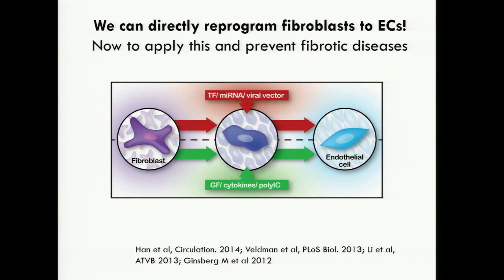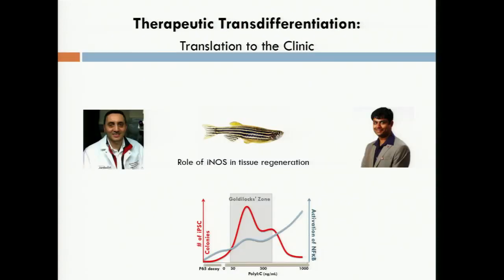So now, with this knowledge, we can directly reprogram fibroblasts to endothelial cells, and that may have important utility for fibrotic diseases, for restoring normal tissue regeneration. And Johnny, of course, and Polish are working on the role of iNOS in tissue regeneration. We're not going to be hearing about that today. That's early days yet, but they have found, interestingly enough, that in cell culture and in animals, there seems to be an optimal zone for activation of innate immunity and this epigenetic plasticity.